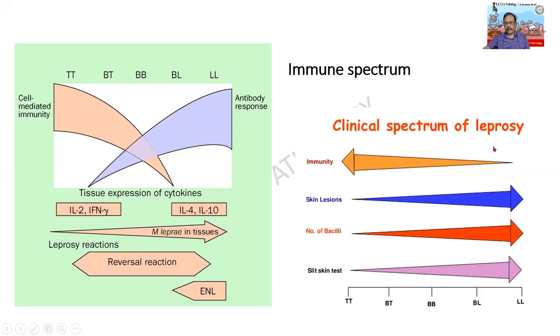What is the clinical spectrum of leprosy? So you find that in one, for example tuberculoid, there is an increased amount of immunity which progressively decreases. Whereas in lepromatous leprosy, skin lesions are more, bacilli are more, and the skin test is also positive. So please do remember both these schematic diagrams.